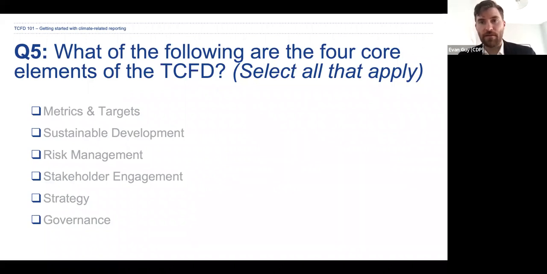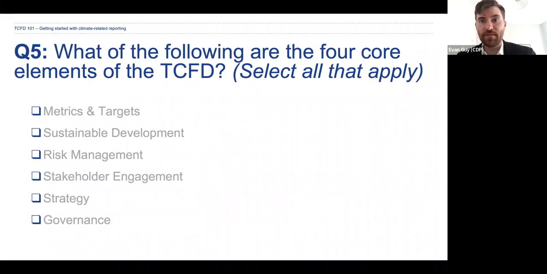CDP also has recently announced that it will be aligning its disclosure questionnaire, building on its alignment with TCFD, to ISSB as well. So if you're thinking about ISSB, reporting to CDP can help you disclose in line with the ISSB.